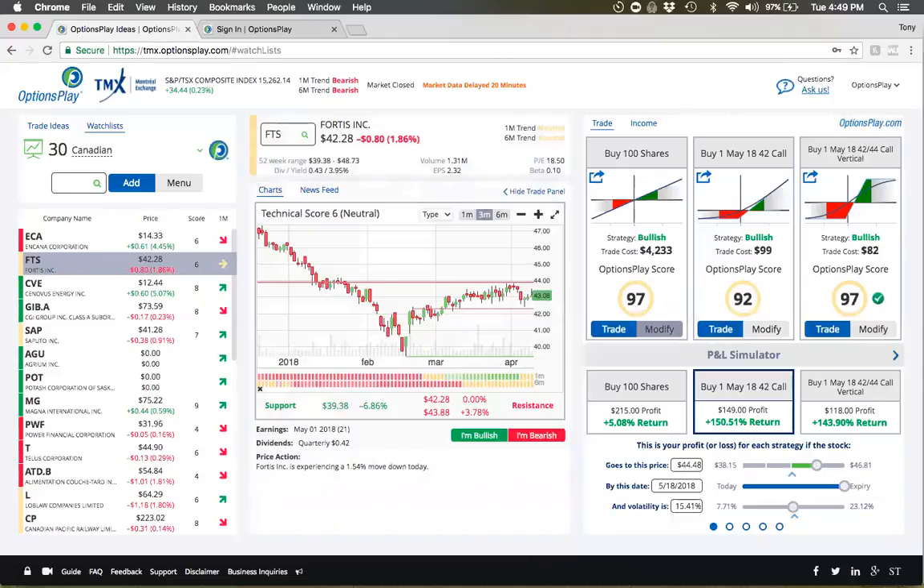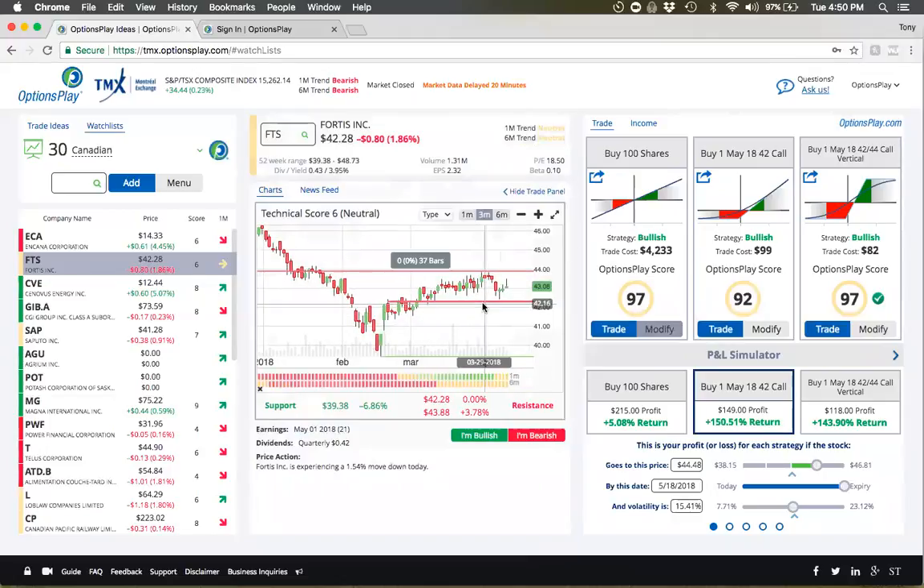Fortis, trading at $42. This stock reports earnings on May 1st, 21 days from now. So let's take a look at using Fortis, which is trading at $42. This is another neutral stock. The trends are neutral here. So let's look at a bullish example here for once. You know, this stock is kind of stuck between this 42, 44 range.